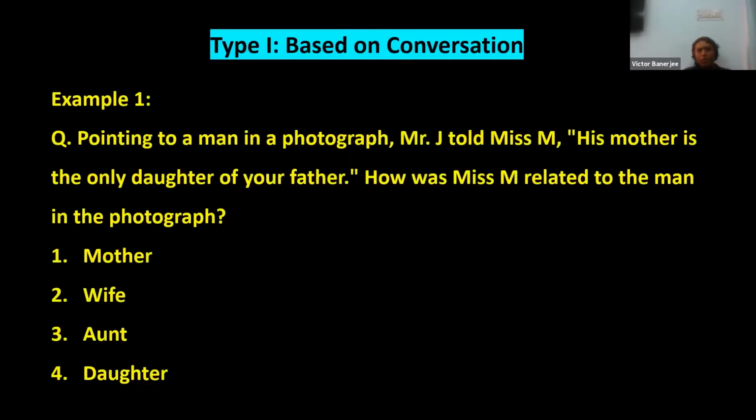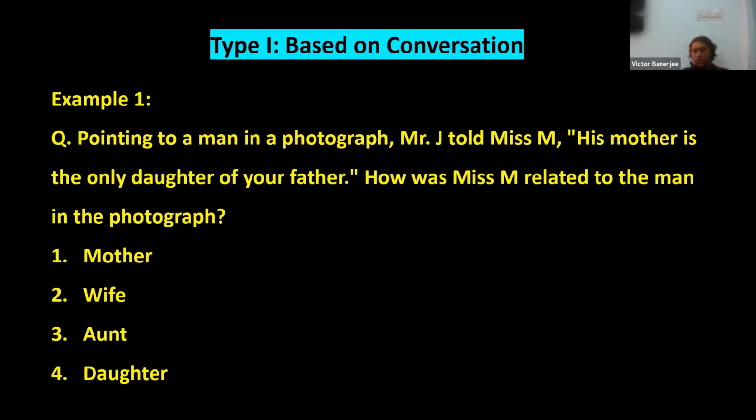For example, this one. Pointing to a man in a photograph, Mr. J told Miss M, his mother is the only daughter of your father. Don't get confused. We'll simplify things. Again, pointing to a man in a photograph, Mr. J told Miss M, his mother is the only daughter of your father. How was Miss M related to the man in the photograph?